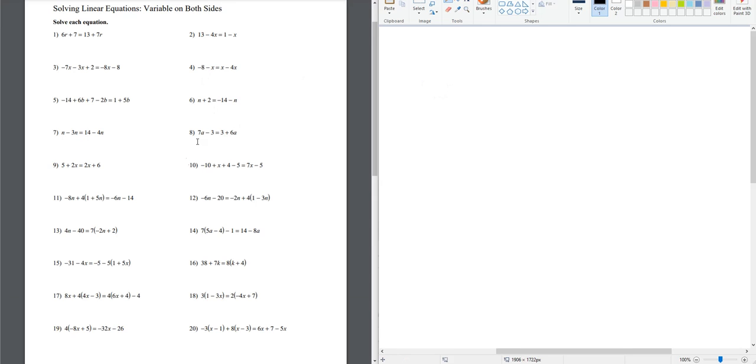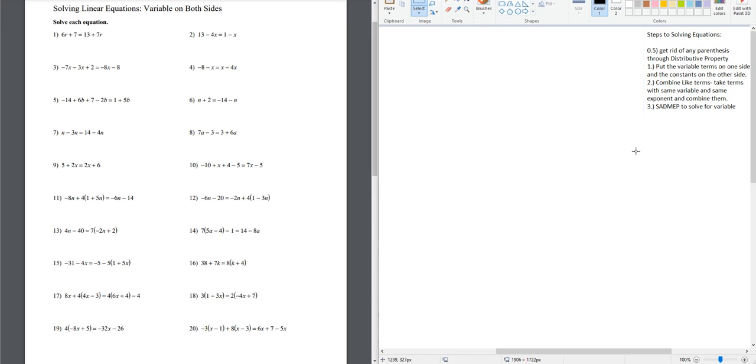Okay, so let's say we want to do, I don't know, let's do one with parentheses this time. So I'm going to put this here so we have those right next to us. So let's do number 11. So we have negative 8n plus 4 parenthesis 1 plus 5n equals negative 6n minus 14. So here's what we're going to do here.